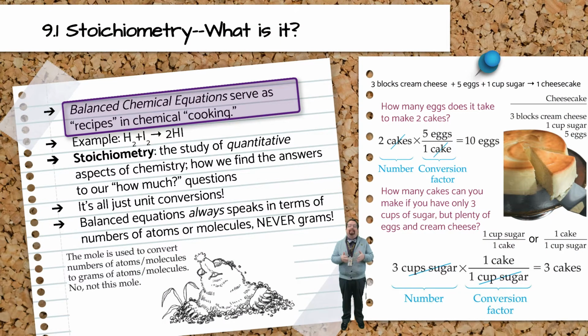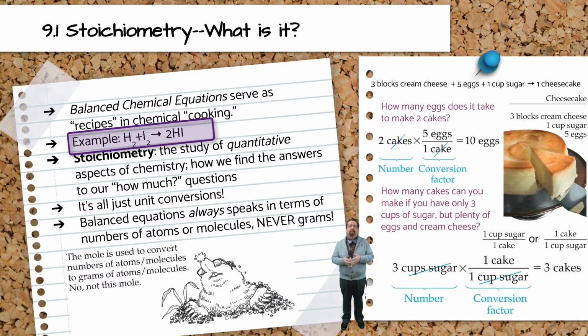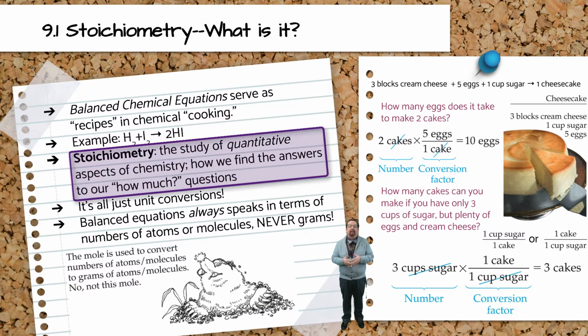As you know, a balanced chemical equation is basically just like a recipe in cooking. It tells us what ingredients or reactants we need in what quantities in order to make a certain amount of food or products. Let's stick with our example of hydrogen and iodine coming together to form hydrogen iodide. If you'll remember, this balanced equation tells us that if we react one molecule of H2 with one molecule of I2, we'll get 2 molecules of HI. Using stoichiometry, we could determine how much of our reactants we need to make, say, 10 grams of HI.